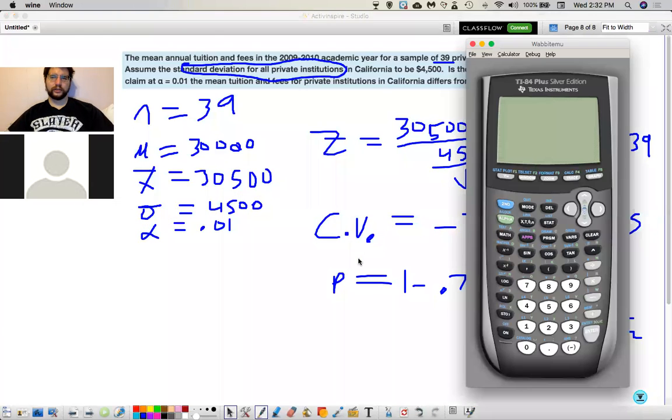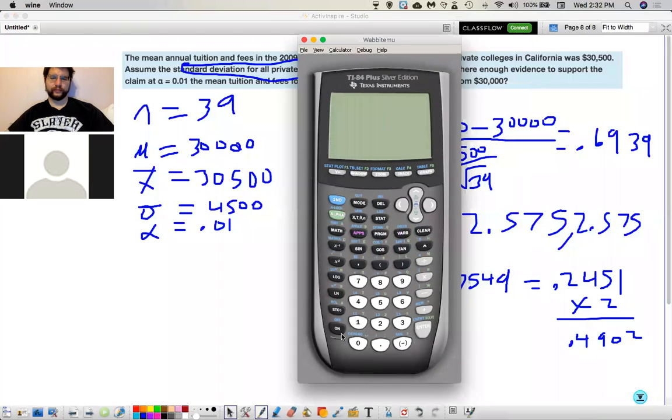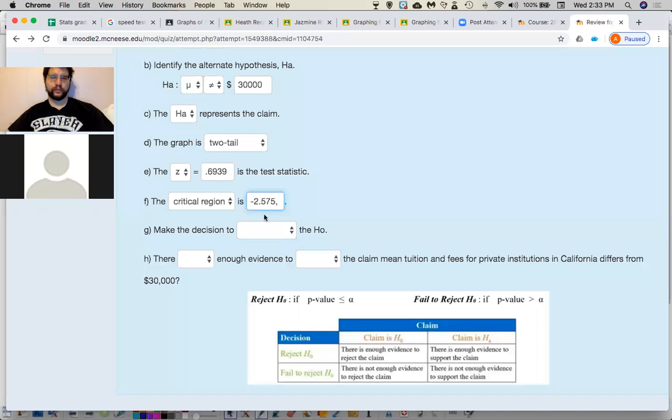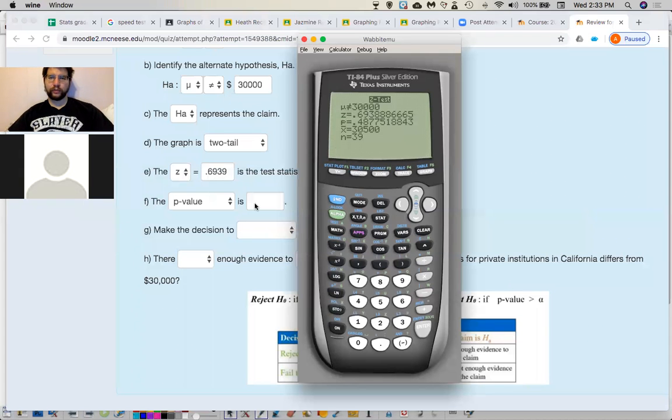TI users, of course, you're done pretty much as soon as you write down everything. You go to your test, you have either a Z or a T. This one's a Z. Mu was 30,000. Sigma was 4,500. X bar was 30,500. N was 39. Two-tail, calculate it. Gives you your test statistic, gives you your p-value. So you'd be done. Instead of the critical region, you'd type the p-value is 0.4878.